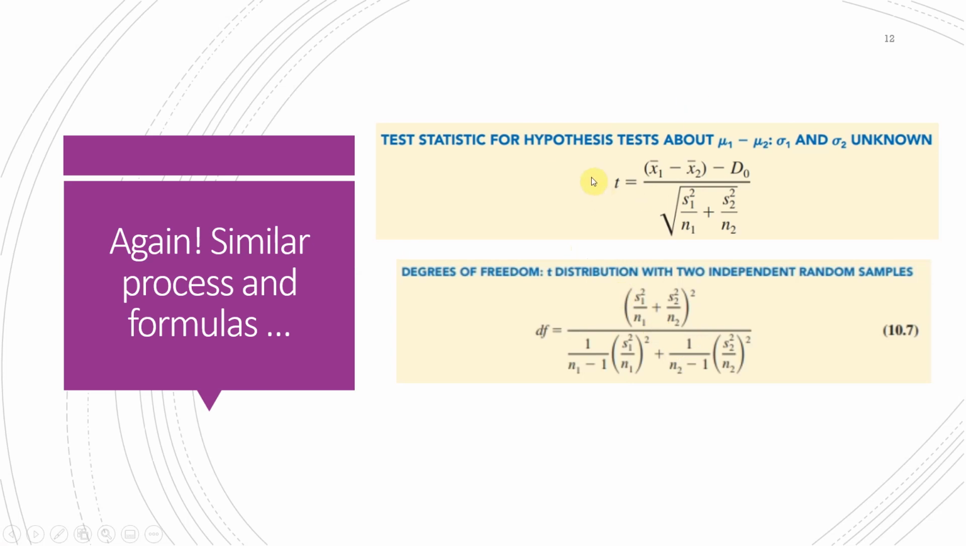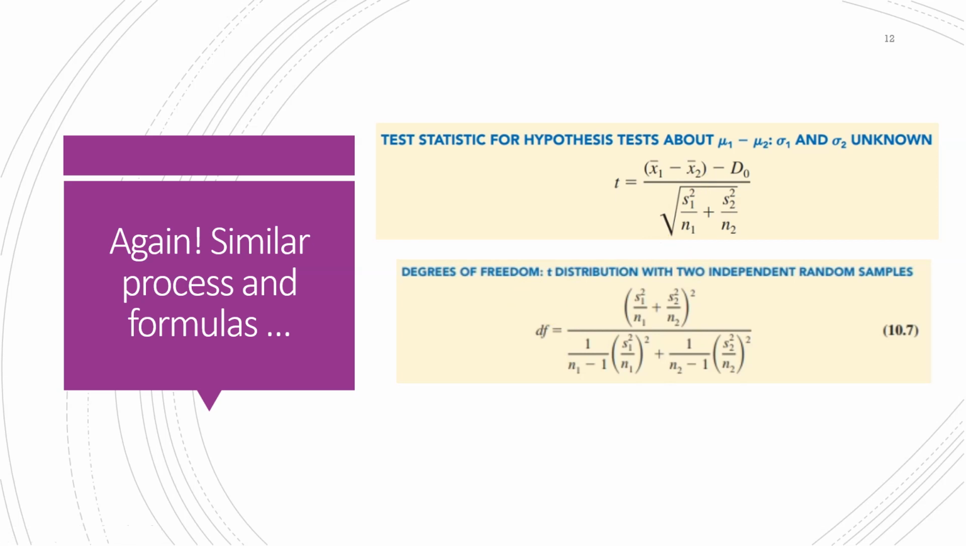So again, similar process. You have a test statistic, which is the difference between your point estimate and some value, which is typically the difference between the means of the two samples or populations, which we assume is going to be 0, divided by the standard deviation. Again, the only difference when you're using the t-distribution is you have to know the degrees of freedom, which is contingent upon the sample size.